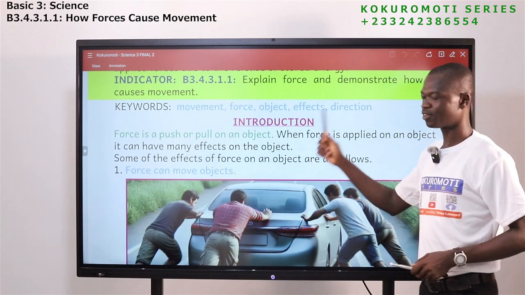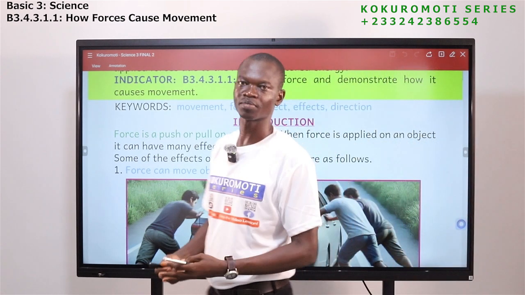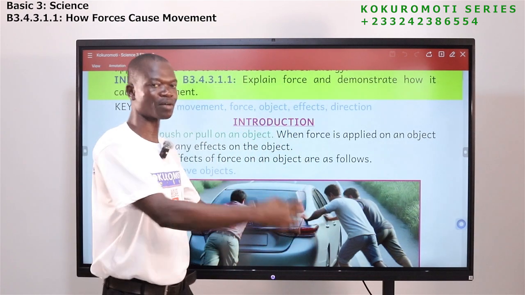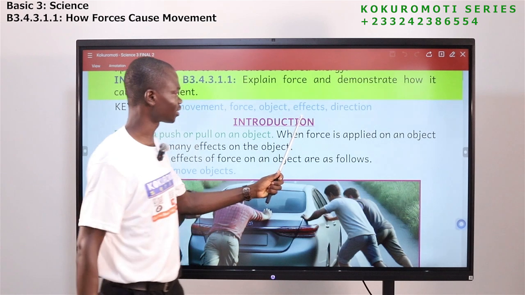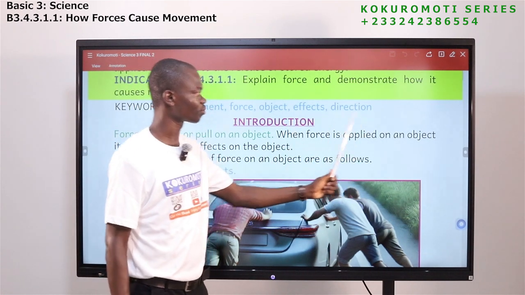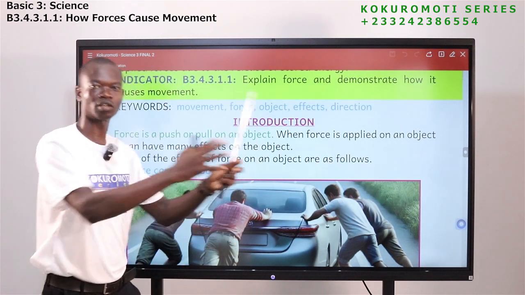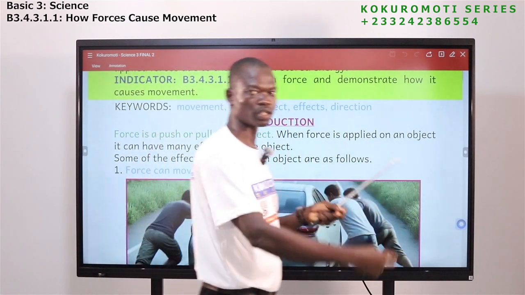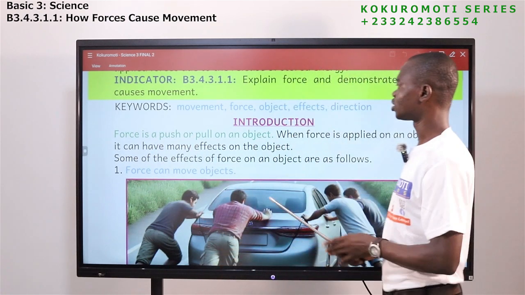Effects. All of you, effects. We are talking about consequences, results of something. What happens after doing something? Then this one is direction. Direction is where something is moving towards, where something is going. That is direction.